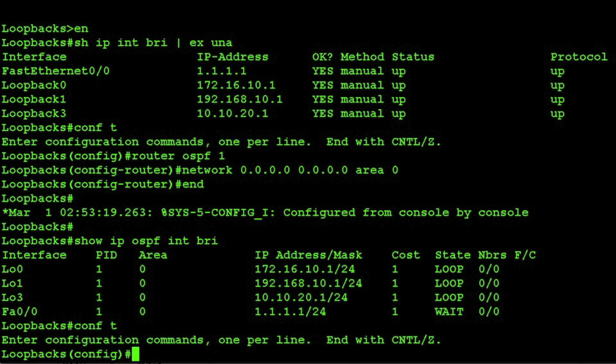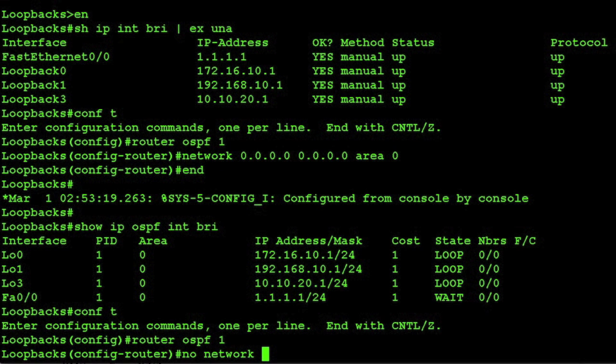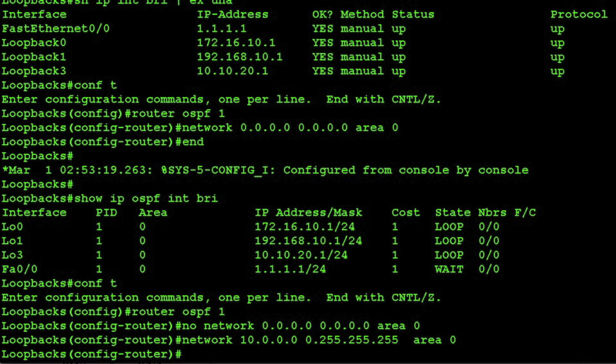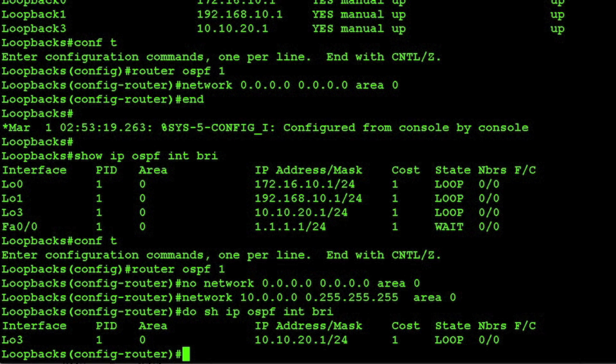So let's go back into router ospf 1 and take out that network statement. Let's put loopback 3 in, but rather than do it specifically, let's just say we're going to be using the 10.0.0.0 network, and our wildcard mask is going to be 0.255.255.255. Place that in area 0. So the expected output here, when we do the show ip ospf interface brief command, should be that only loopback 3 will be operating in OSPF. And our expected output is there. That's what we expected to see.